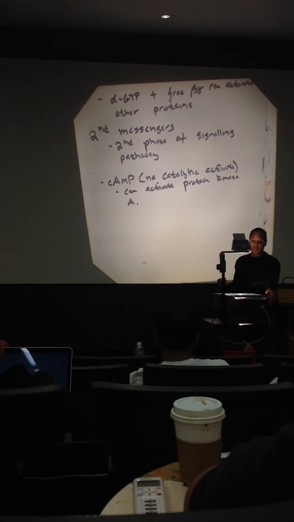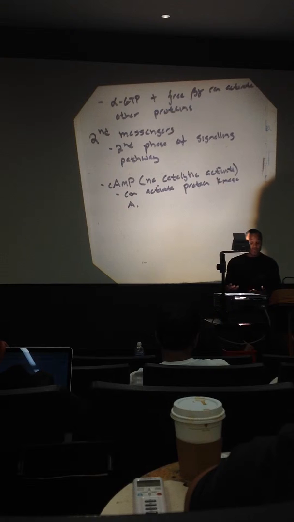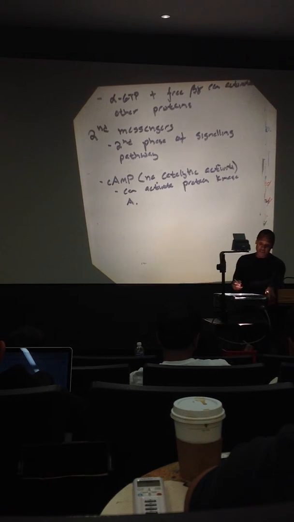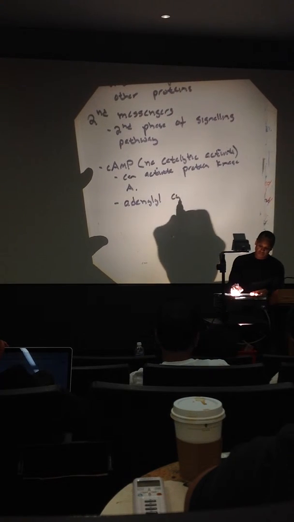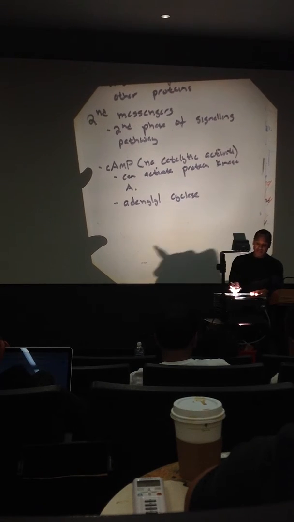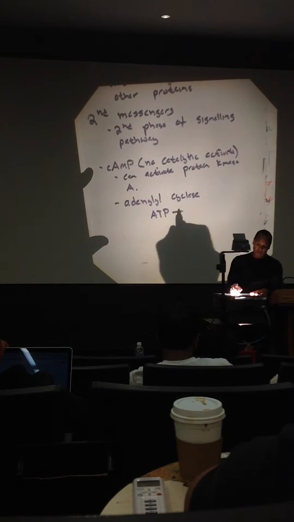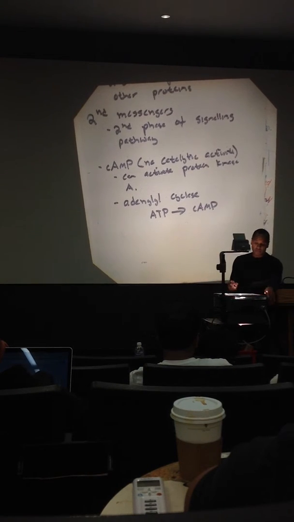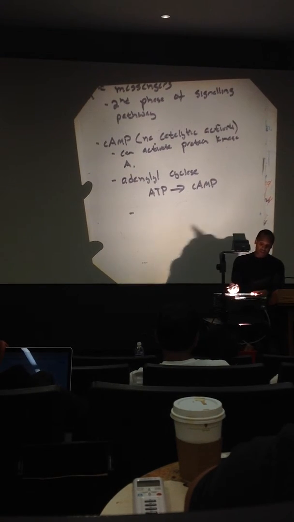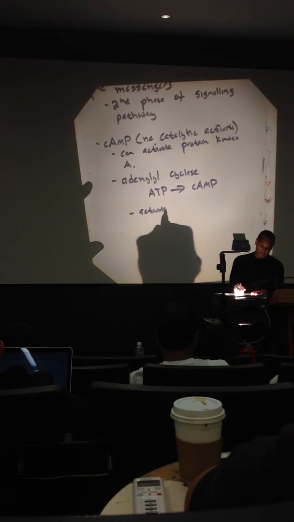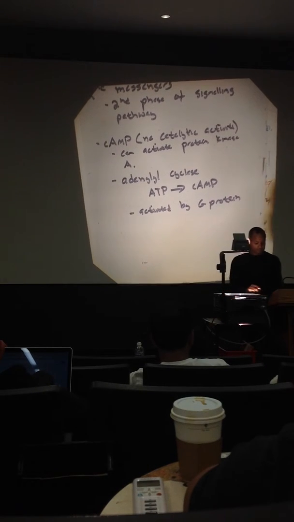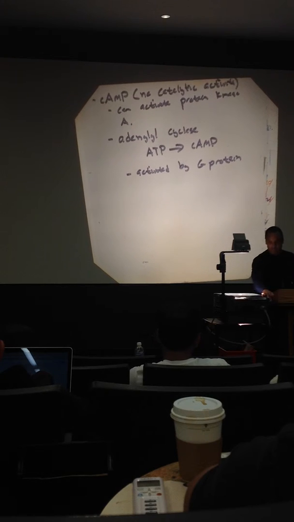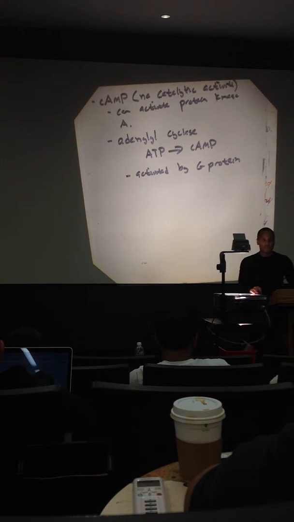So then how is it that cyclic AMP gets created by the active G protein? Well, cyclic AMP gets created by an enzyme called adenylyl cyclase. And again, what adenylyl cyclase does is it converts ATP into cyclic AMP, and it itself gets activated by the G protein. Any questions about that?